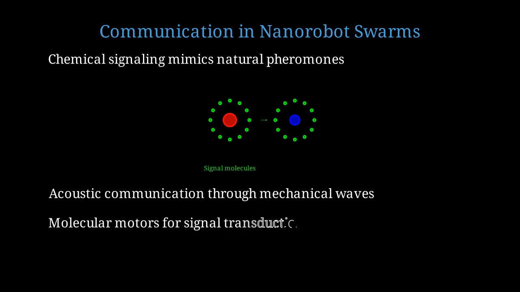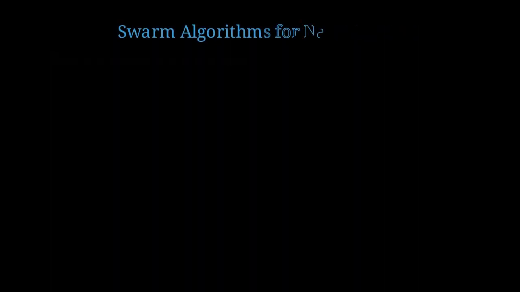At the molecular level, conformational changes in proteins and molecular motors can transduce signals. DNA computing and protein-based logic gates could provide onboard information processing. What algorithms do we program into nanorobots to achieve swarm intelligence? Let's examine key algorithms adapted for the nanoscale.